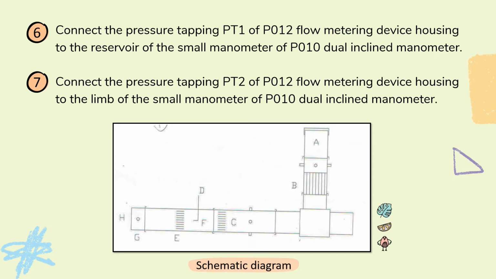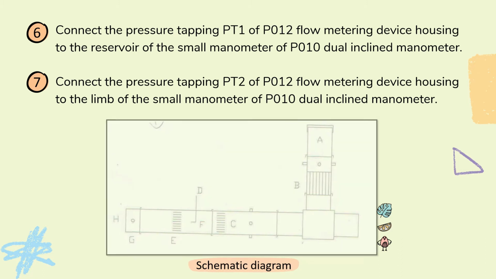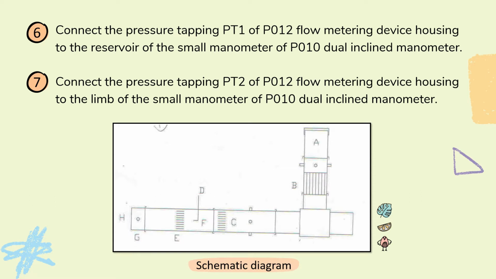Then connect the pressure tapping PT1 of the P012 flow metering device housing to the reservoir of the small manometer of the P010 dual incline manometer. Step 7. Connect the pressure tapping PT2 of the P012 flow metering device housing to the limb of the small manometer of the P010 dual incline manometer. A schematic diagram is shown below.